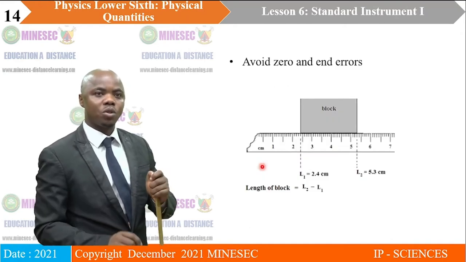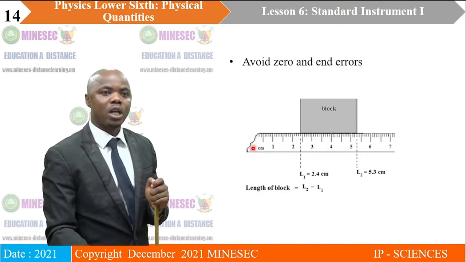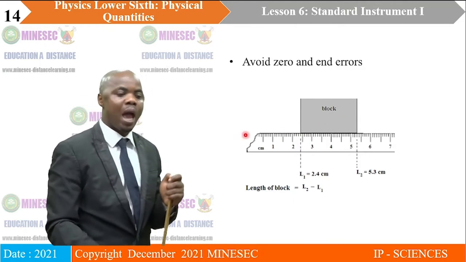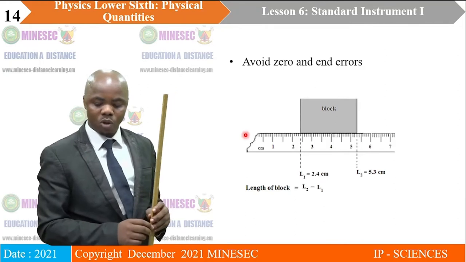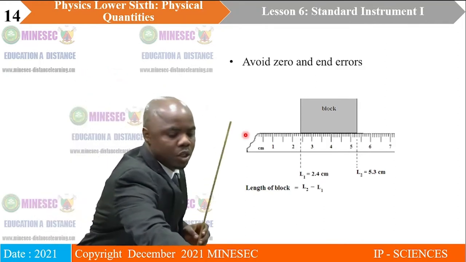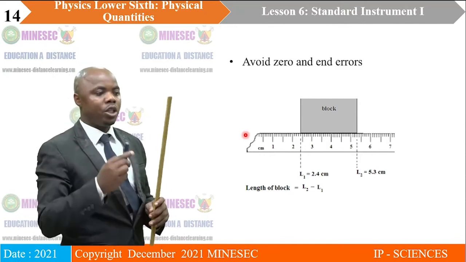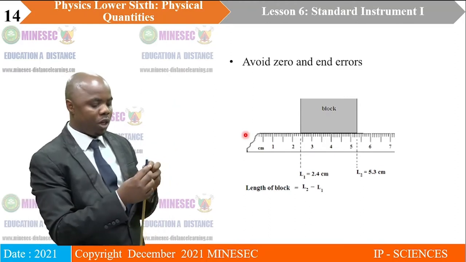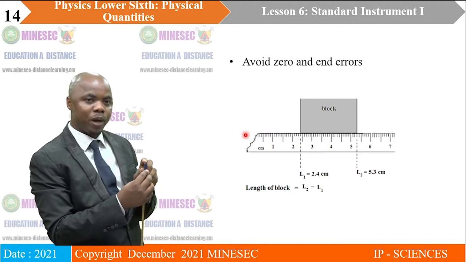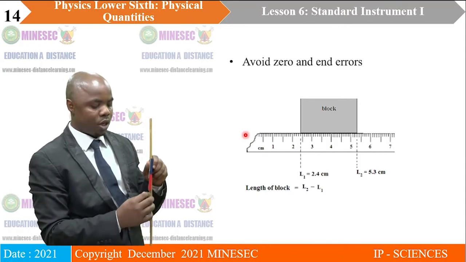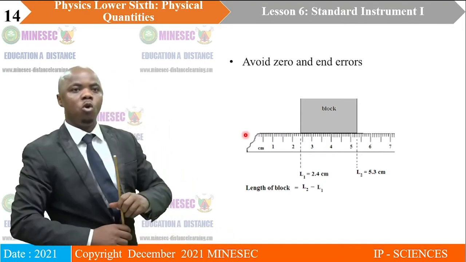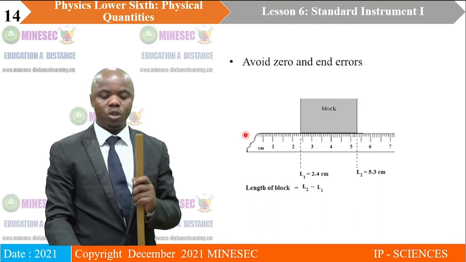Avoid end errors. What does this mean? For example, I may have a ruler that's broken at some ends. I should not take the length I want to measure and shift it to the end. I can measure somewhere in between. For example, I want to measure the length of this instrument. And I discover that this part of my ruler is broken. What do I do? Instead of putting my instrument here, where I know that this part is broken, I shift it somewhere in the middle where I can read the two ends, and I subtract the readings to have my reading for that measurement. So always try to avoid zero and end errors when using a meter rule.